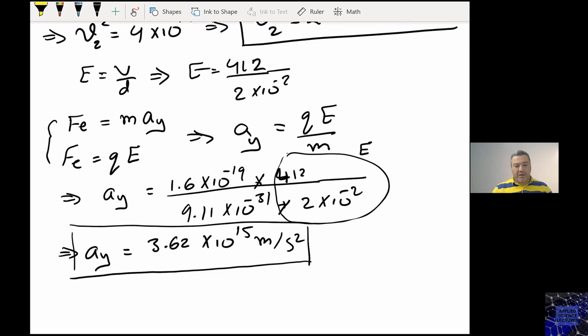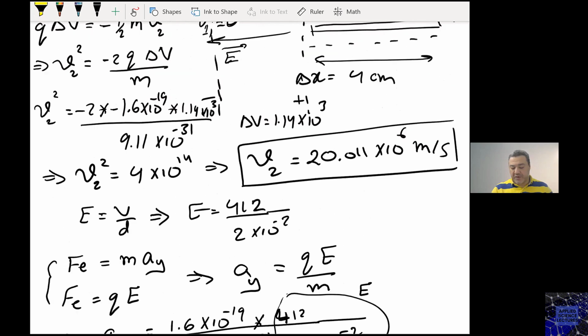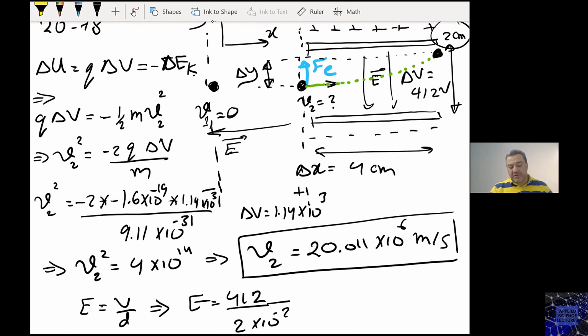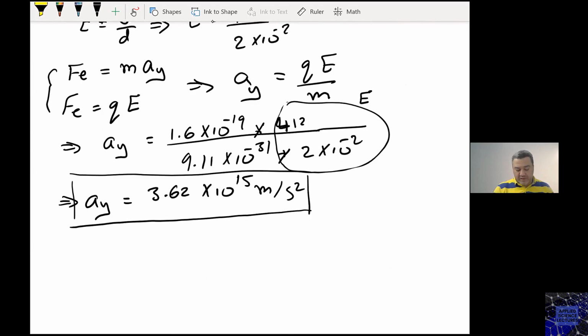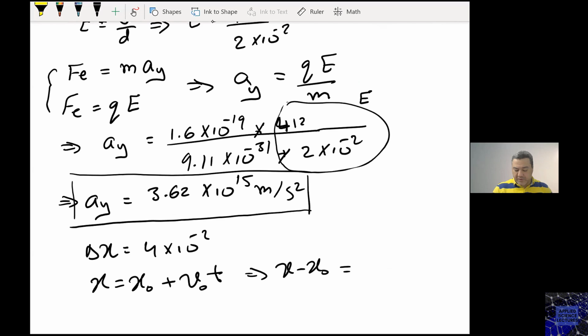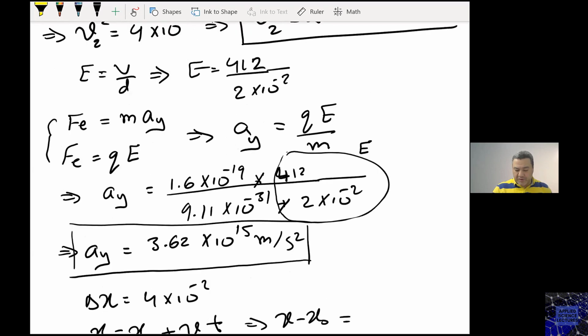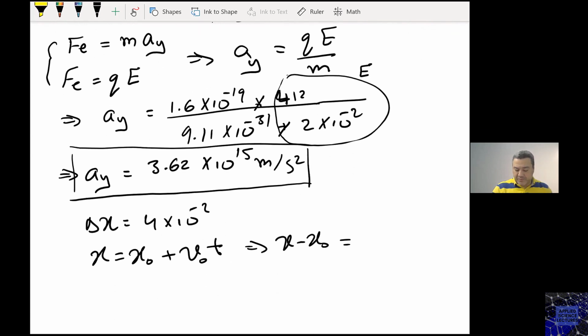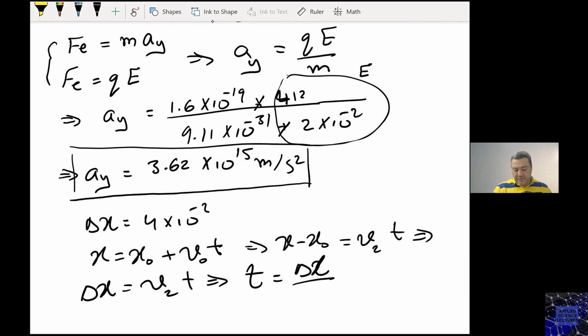This is AY. Now, you can use the kinematics to calculate the total time this electron takes to go through the whole field. We know delta x equals to 4 centimeters. And we also know that x equals to x naught plus v naught t, right? So where x minus x naught equals to v naught, here as v2, the one we just found. This is my initial. So delta x equals to v2 t, and t is delta x over v2.